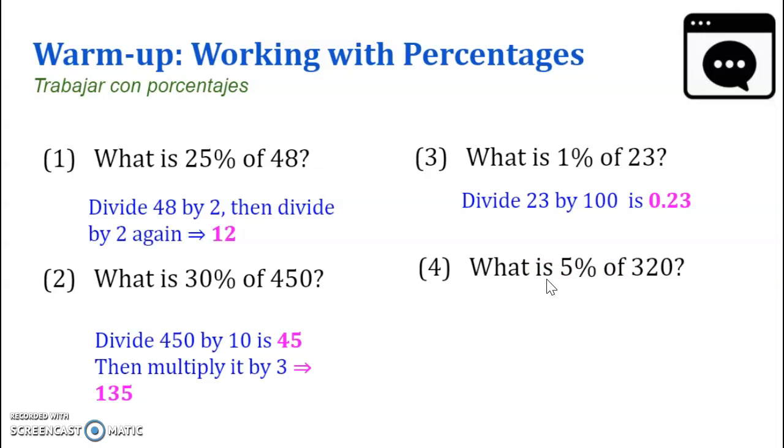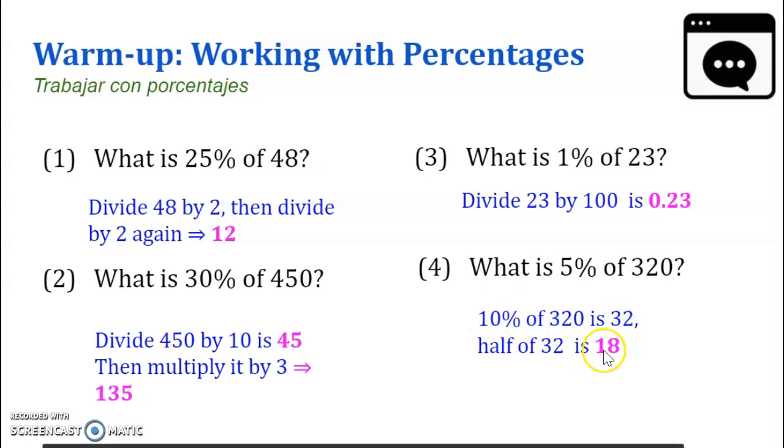What is 5% of 320? You have two different options. One is to figure out what is 10%. 10% is you move the decimal place 1 to the left, that's 32. And to find 5%, 5% is half of 10%, so half of 32 is going to be 16. I'm sorry, this is a typo, it should be 16.